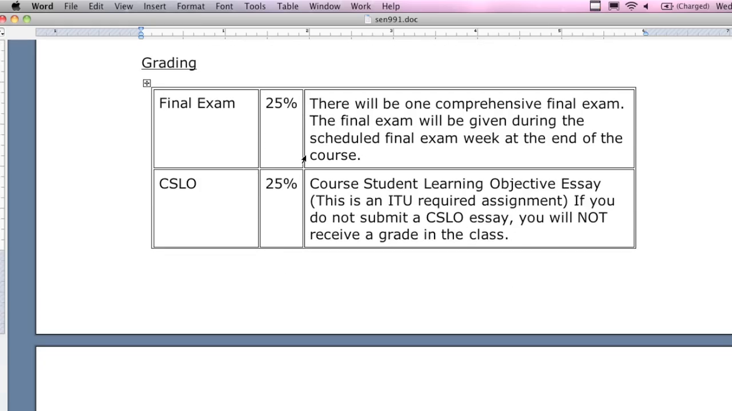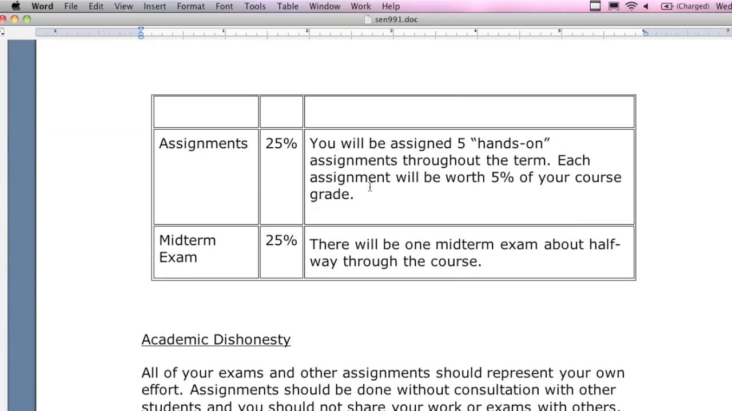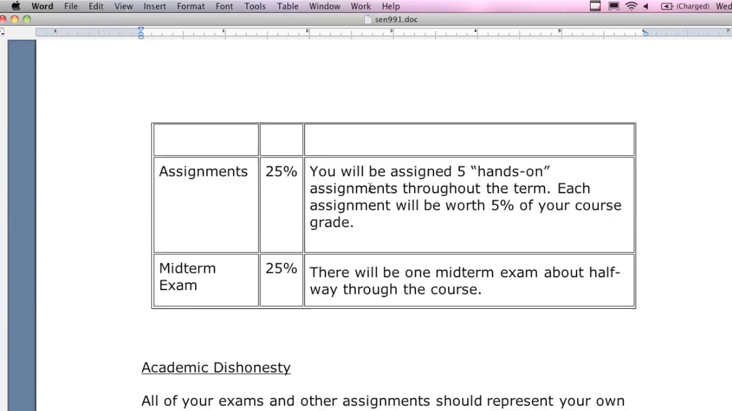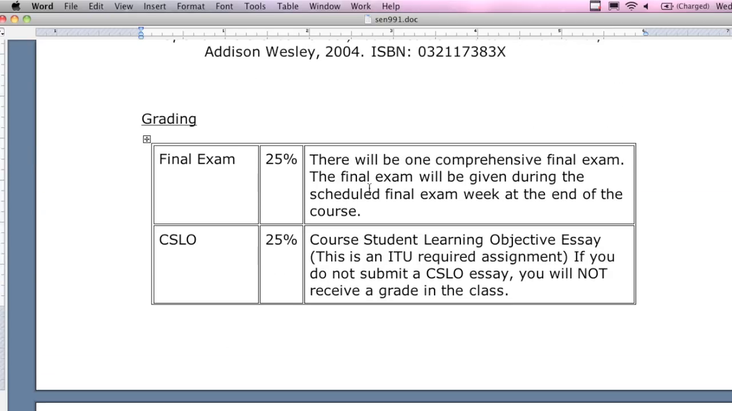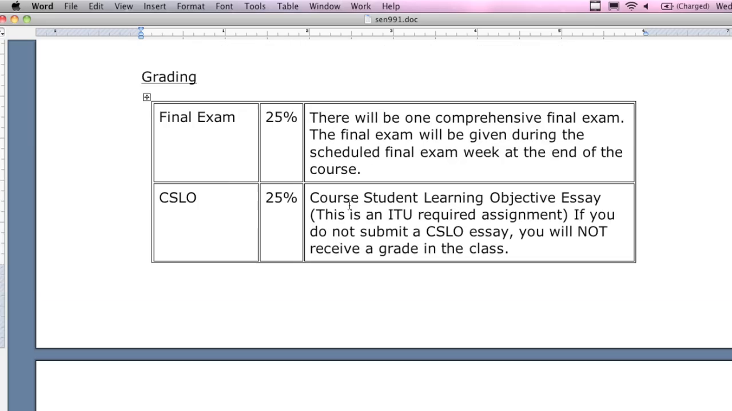What do you need? This format's going to stay the same. We're still going to have a final exam. We're still going to have a CSLO essay. We're going to have some assignments, and we're going to have a midterm. No changing of any of that stuff, which is great, because I sort of like this format. All right, what does this format mean? We're going to have an in-class final exam. We don't have a final exam week here at ITU, although we probably should.